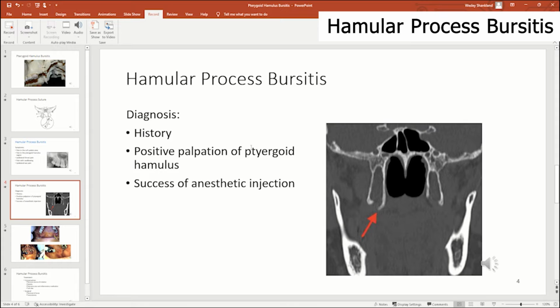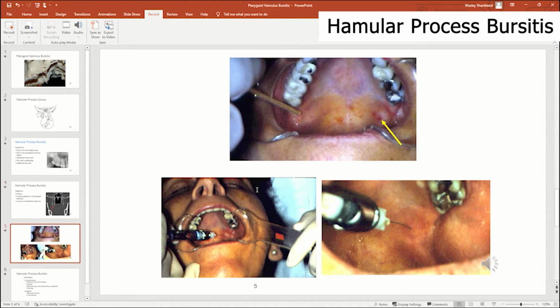The diagnosis of this is made by history, and oftentimes there's trauma to the mouth. There's hitting this thing perhaps with a toothbrush. I had a patient do that one time. I even had a denture; lots of patients have an extended denture that pushes against this pterygoid hamulus in the soft palate. So there's history, palpation of this structure in the soft palate, and I'll show you a picture here in a moment. And lastly, a successful anesthetic injection.